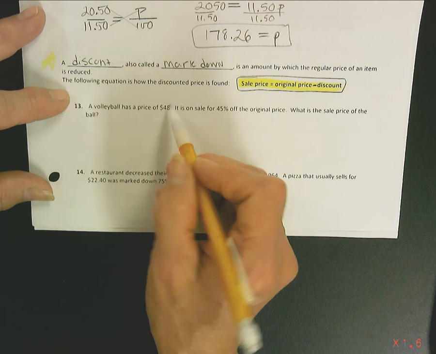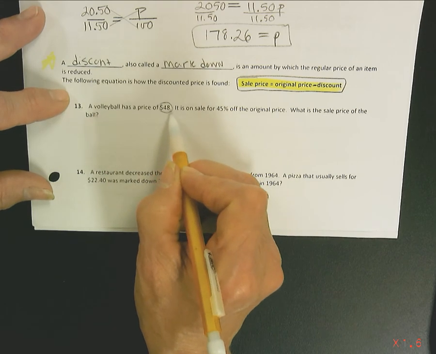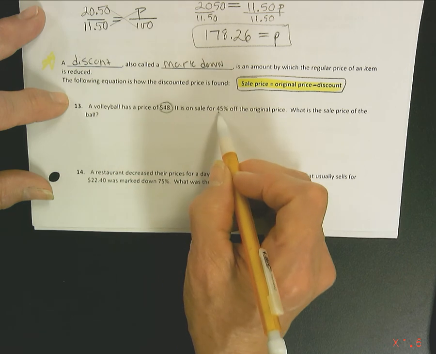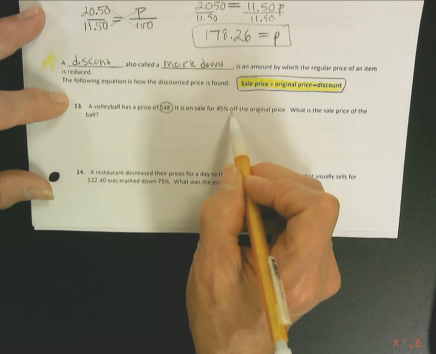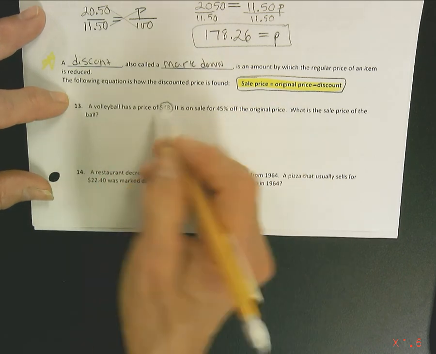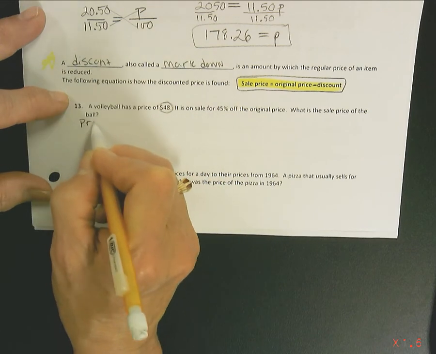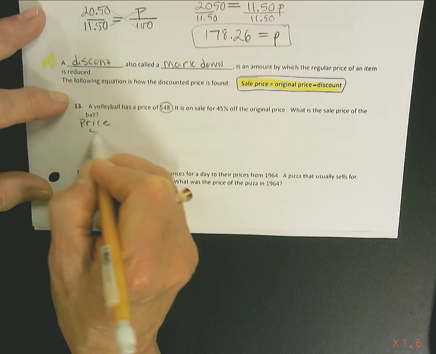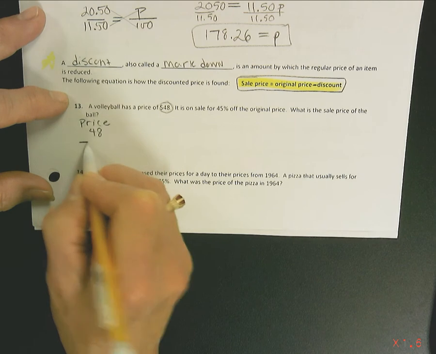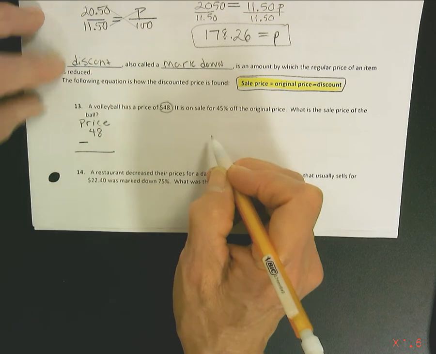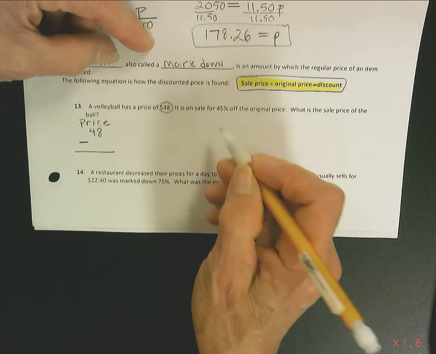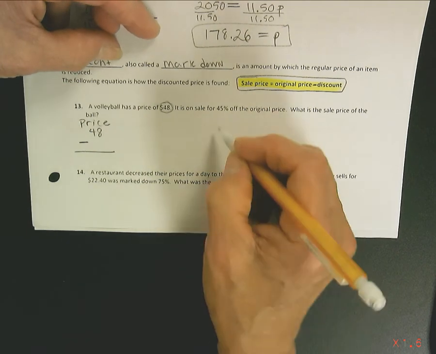A volleyball has a price of $48. That's the price before it gets marked down. It's on sale now, though, for 45% off. So a markdown reduces the price. So the price of that volleyball is going to be $48 minus the discount. And we have to come over here and find out what the discount or the markdown is going to be.